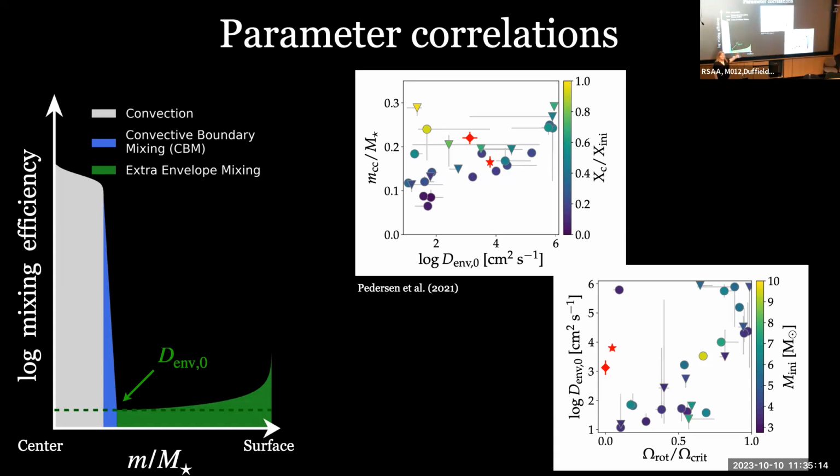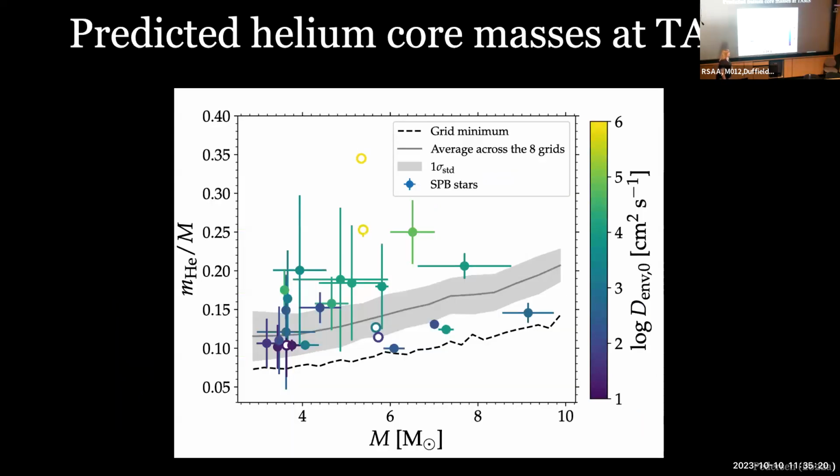Now that we have these models, we know the mixing levels of the stars, the current ones. We can also go ahead and predict how big the helium cores would be at the end of the main sequence evolution. And so that's essentially what we've done here, where you have the mass of the star on the x-axis, versus how big the helium cores are on the y-axis.